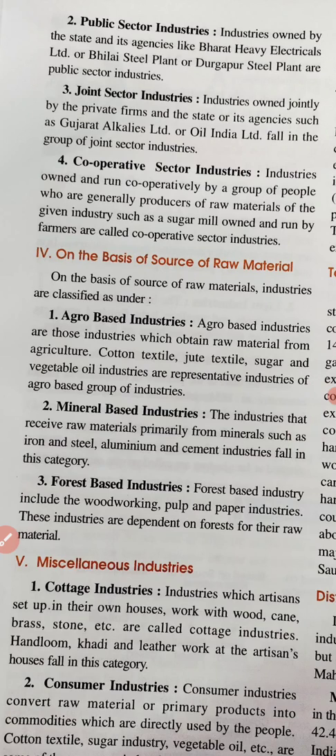Okay, so these industries are based on agro based raw material, so these are called agro based industry. Second is mineral based industry, the industry which gets its raw material from minerals like iron, steel. Okay, and these are known as the mineral based industries. Examples would be iron, steel, aluminium, cement industry also. And these are the examples of mineral based.